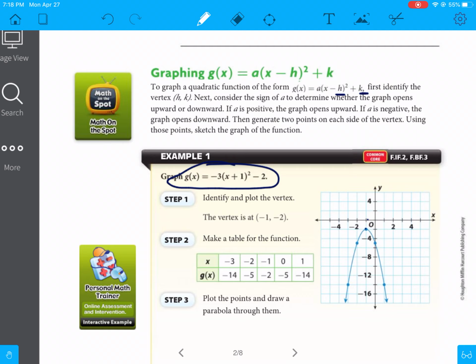So then all you have to do is just make a table. So start plugging in some numbers. You have negative 1, negative 2. I would do 1 or 2 to the right and 1 or 2 to the left of that vertex. So 0 is always an easy one. 0 plus 1 is 1. 1 squared is 1. 1 times negative 3 is negative 3. Negative 3 minus 2 is negative 5. So you can plot those points. Once you have the vertex, it makes it a little bit easier.